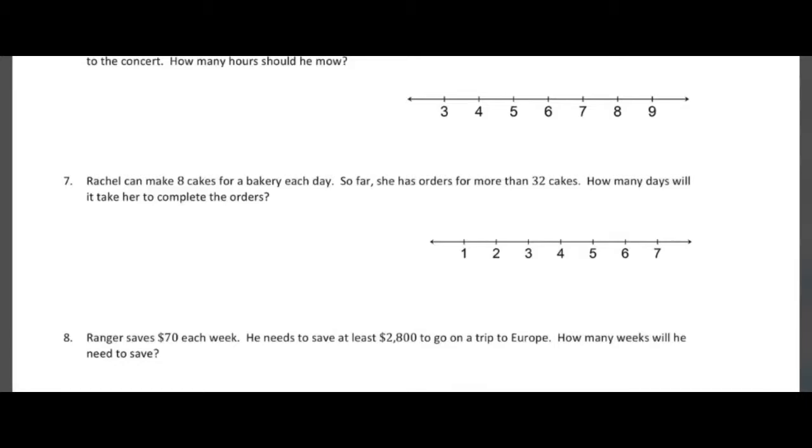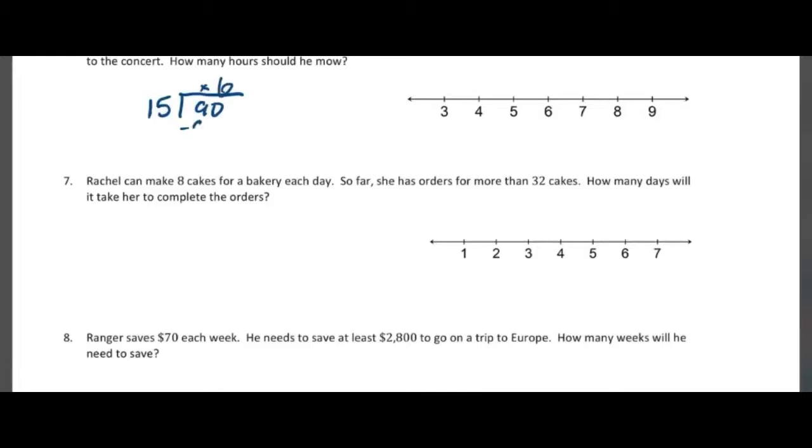Casey has been mowing lawns to save up money for a concert. Sounds pretty fun right now, except I'm stuck at home. He earns $15 per hour and needs at least $90 to go to the concert. So I want to know how many hours he should mow. So I took 90 divided by 15 to figure out how many hours that is.